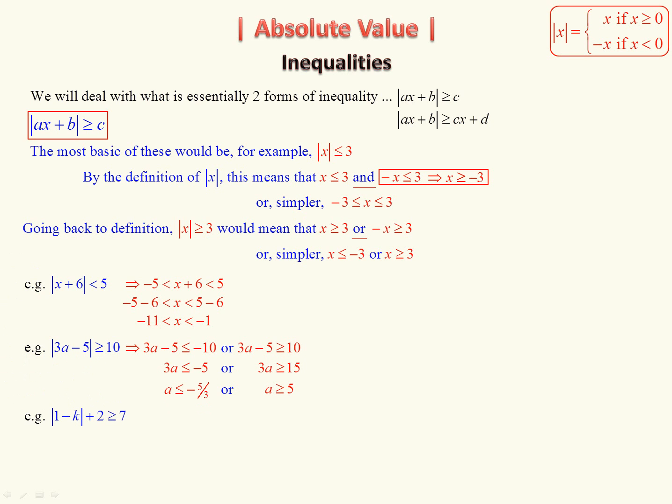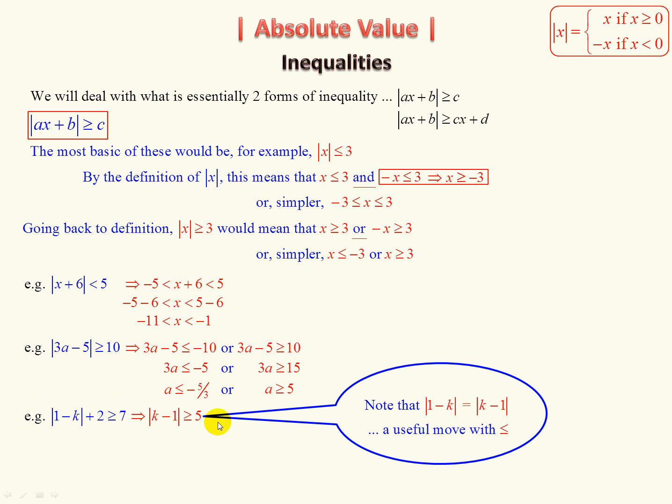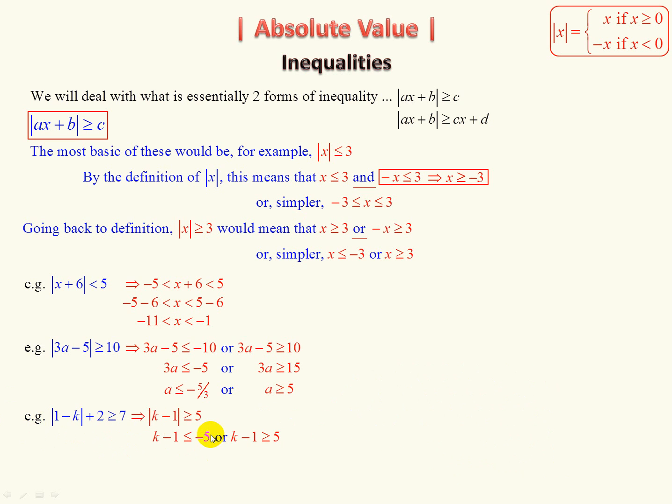This one here is just to remind you that negative k there is going to be an extra problem later. So there's no harm in writing k minus 1 inside. Because remember, absolute value of 1 minus k is the same as the absolute value of k minus 1. Useful move with greater thans or less thans, with them swapping around and everything else. So this one means it's going to be on the extreme. So therefore, less than negative 5, greater than 5, or equal to.